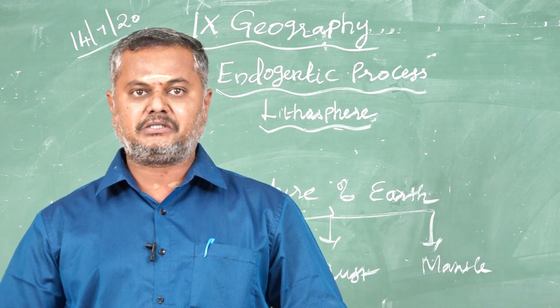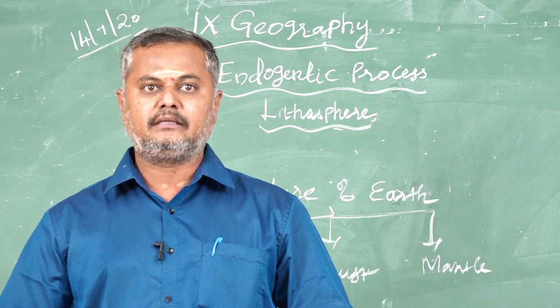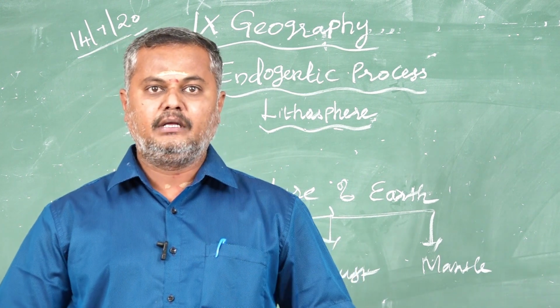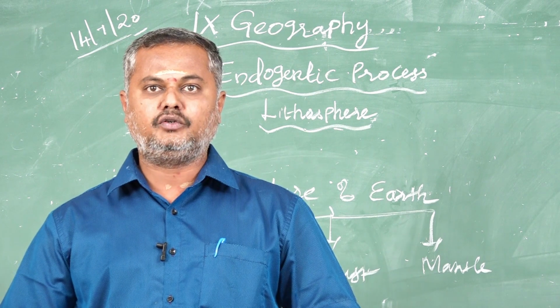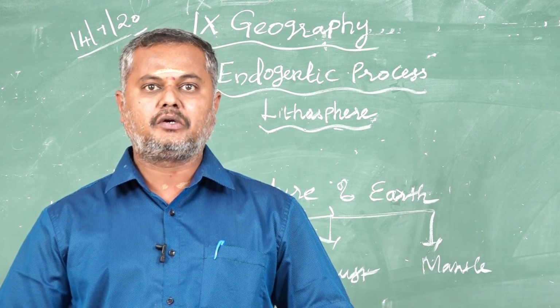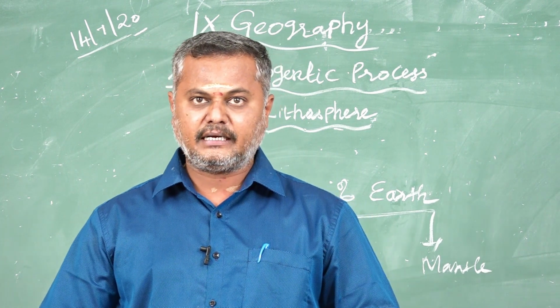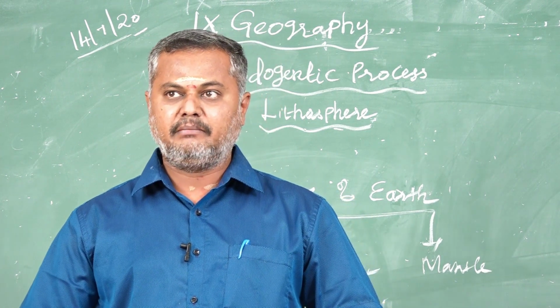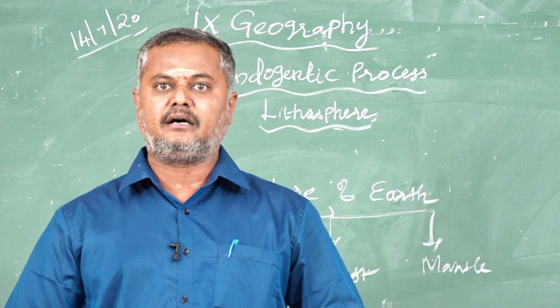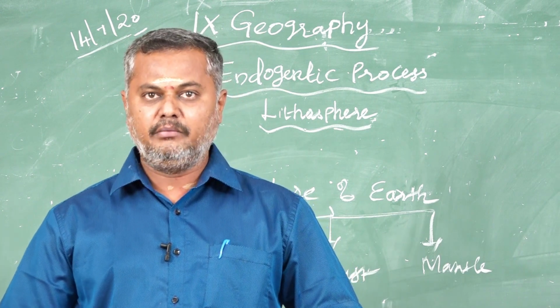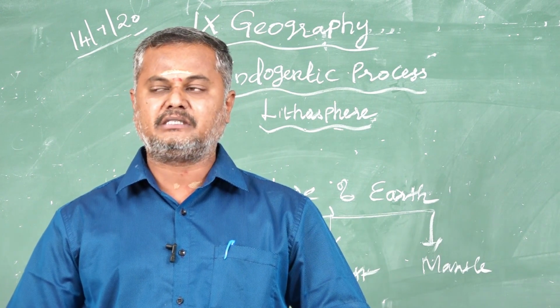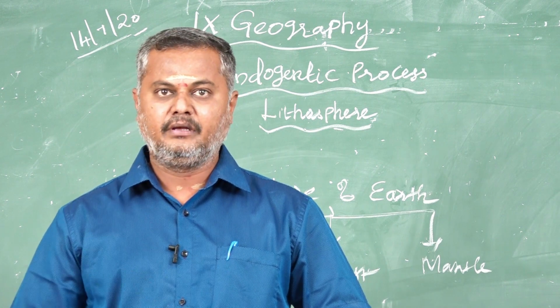The thickness of the crust is greater below the continents than the ocean floor. The crust is classified into two types: continental crust and oceanic crust. The major elements of the crust are silica, that is Si, and aluminium, Al, hence termed SiAl.